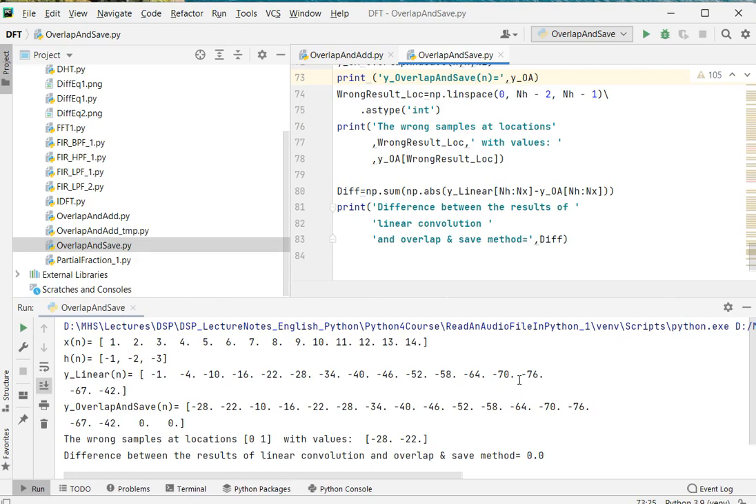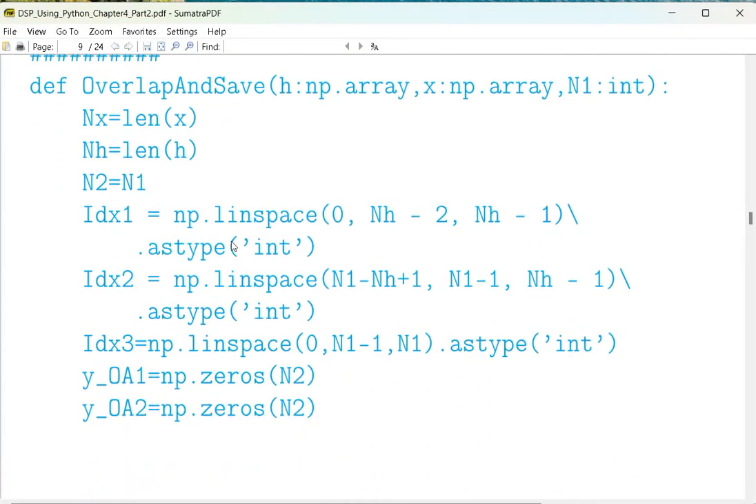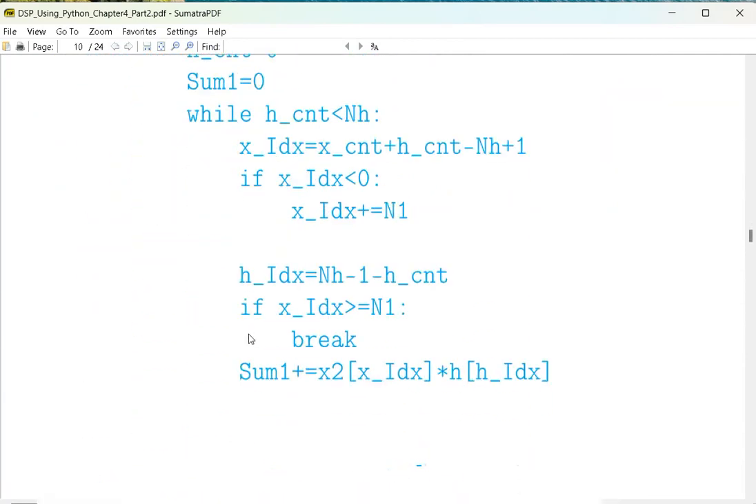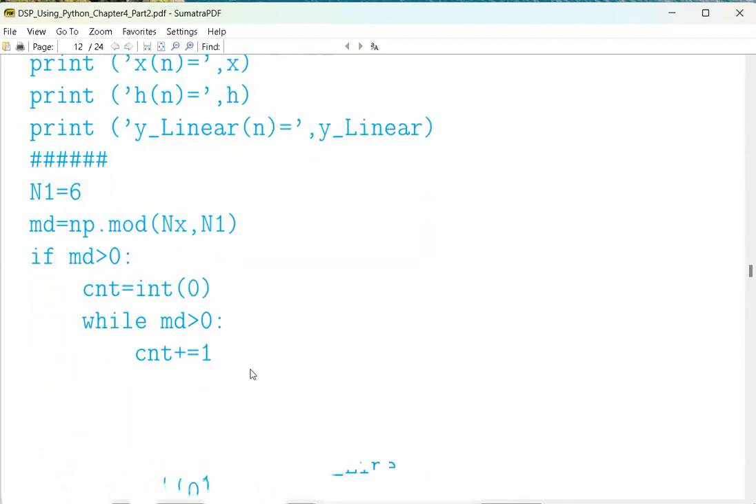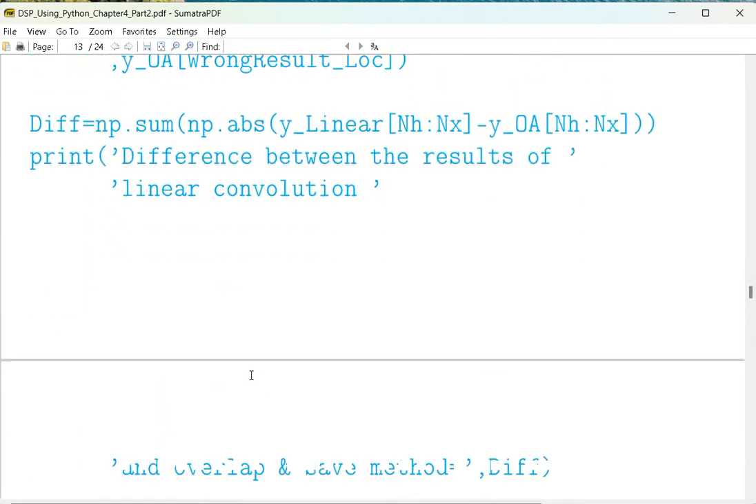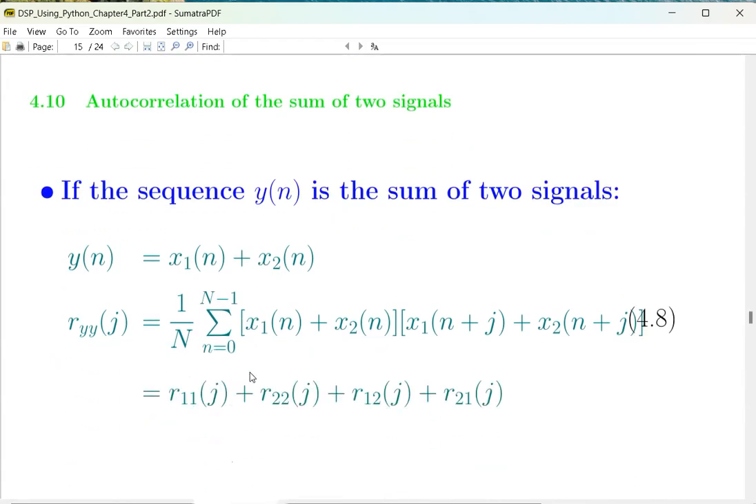Okay? Now going back to the lecture note, the same syntax. Just scrolling very fast. Now, the next topic.